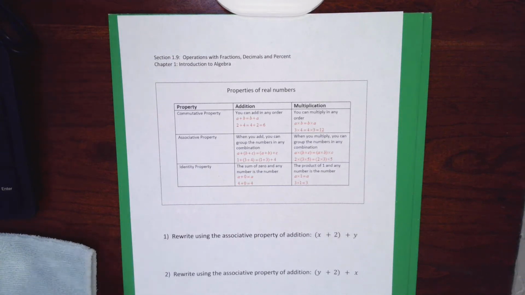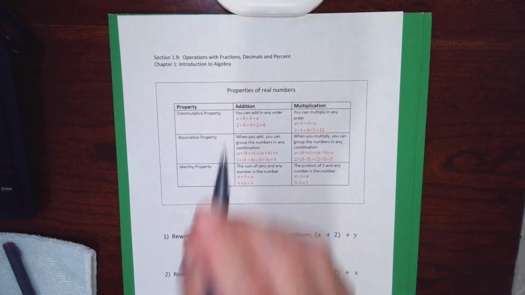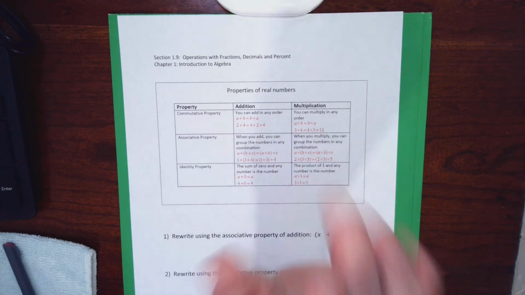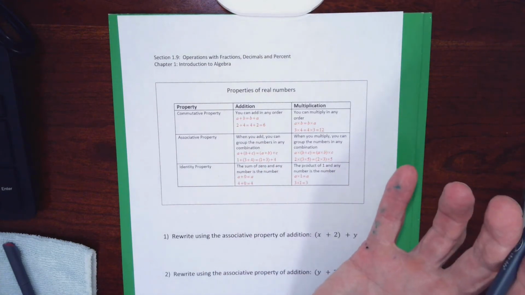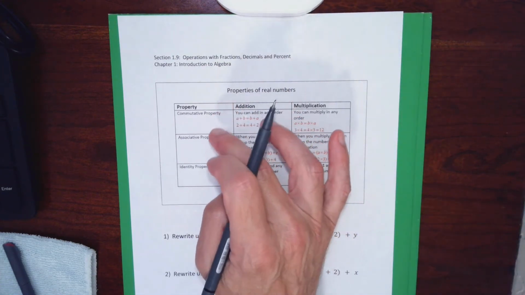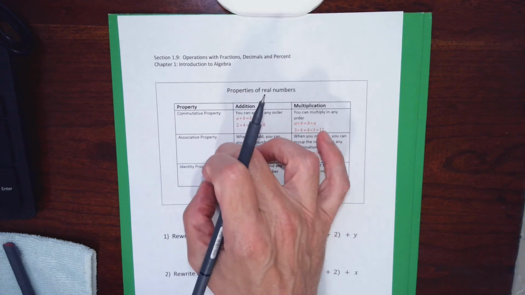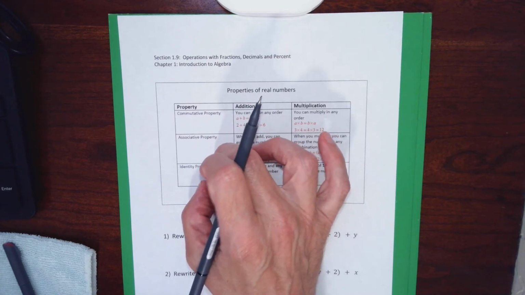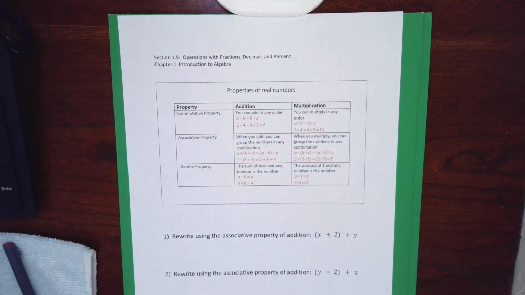So section 1.9 is the last section that we cover in chapter 1 other than the practice test. And it's an important section because it has some theoretical concepts that come up frequently this semester. The theoretical part that we need to deal with, we need to learn some properties of real numbers. The commutative property, the associative property, maybe I'll skip the identity property, and then something later called the distributive property.